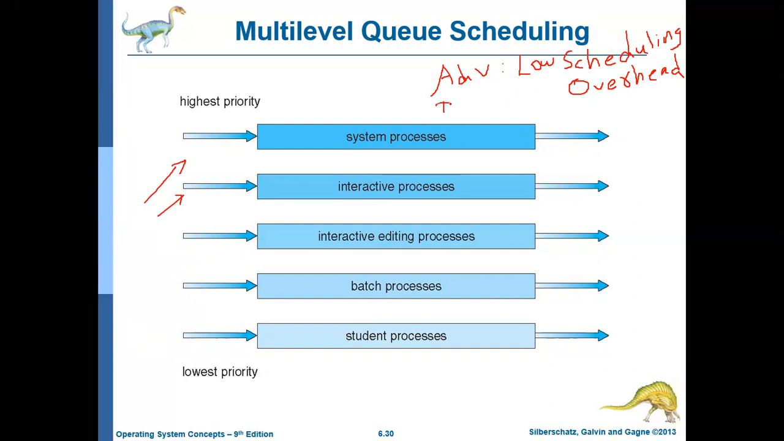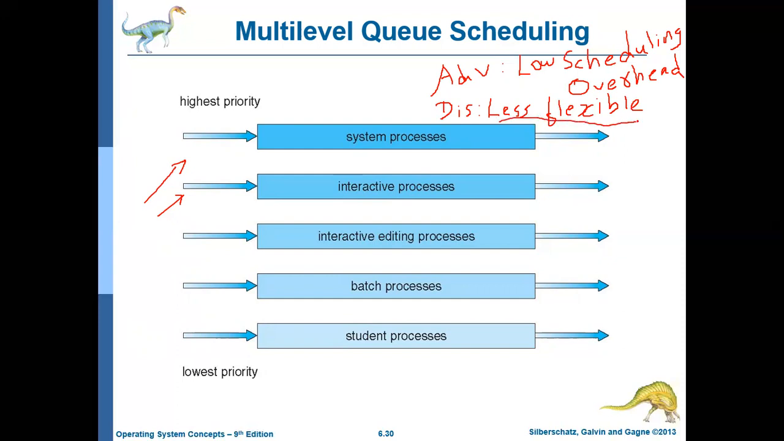And what is its disadvantage? The disadvantage of this algorithm is it is less flexible. Not flexible in the sense what? It is not flexible in the sense you cannot move a process from one queue to another queue. For example, if you want to move a process from higher priority to lower priority, that is not possible. Or if you want to move a process from lower priority to higher priority, that is also not possible.